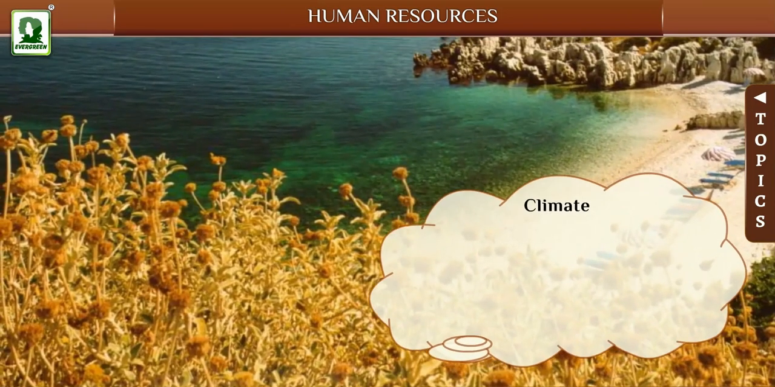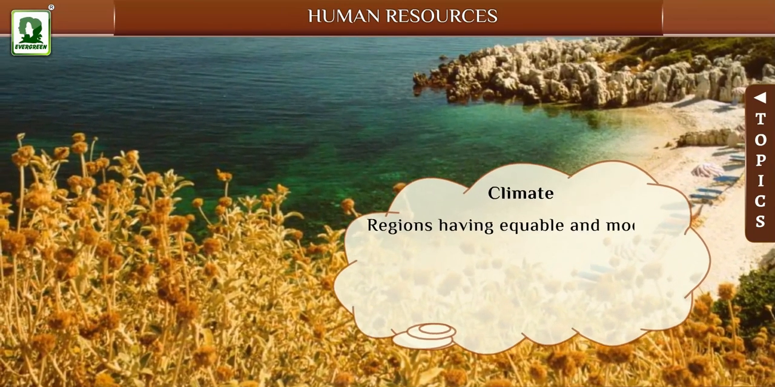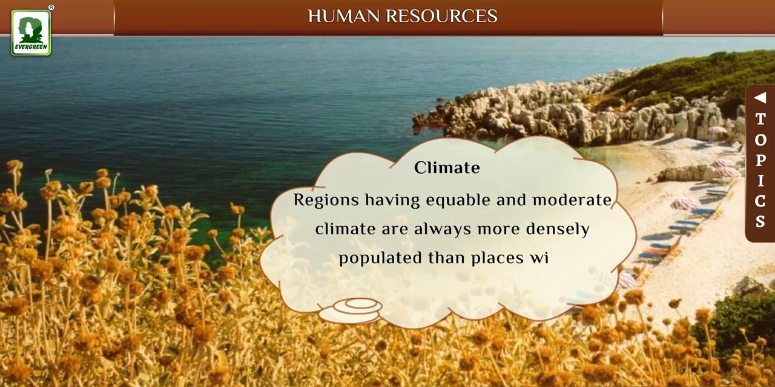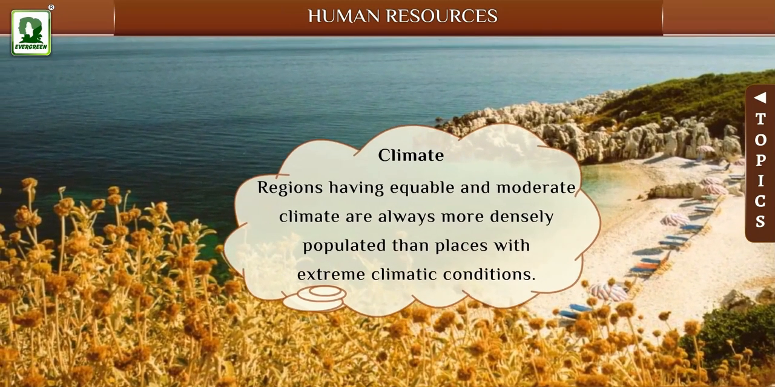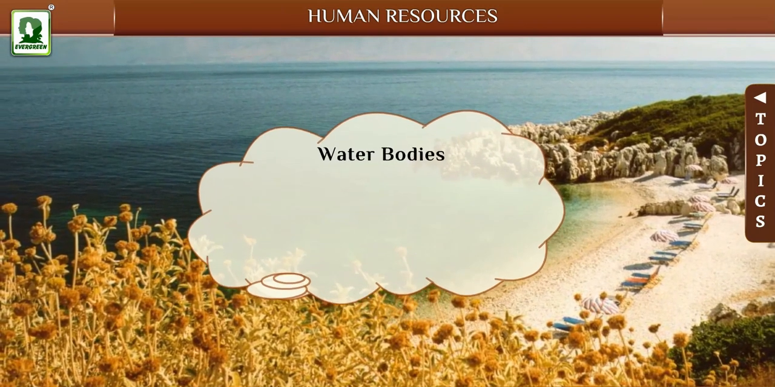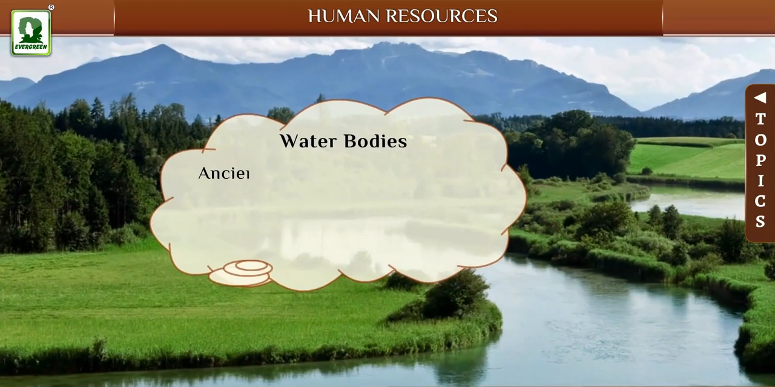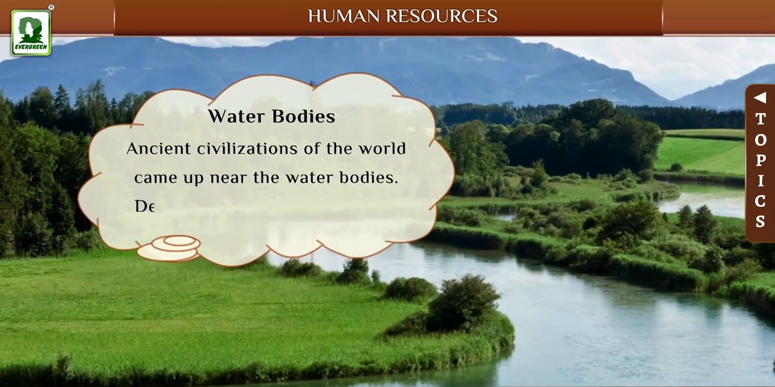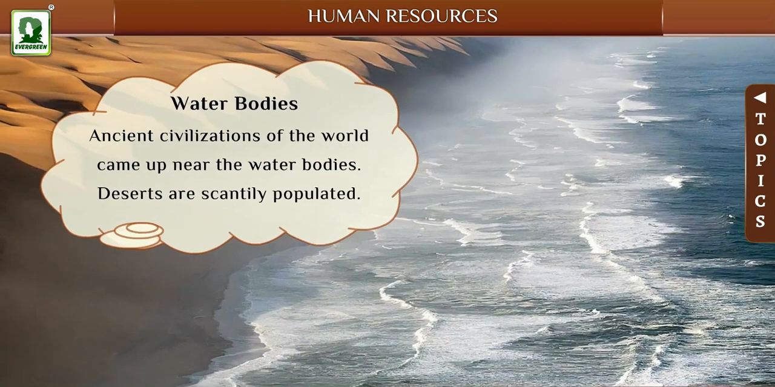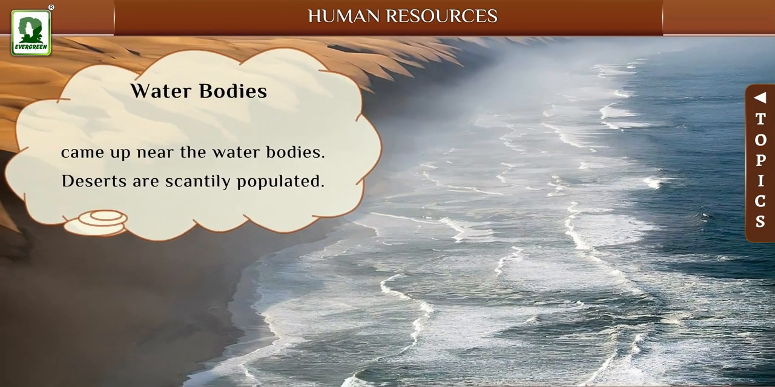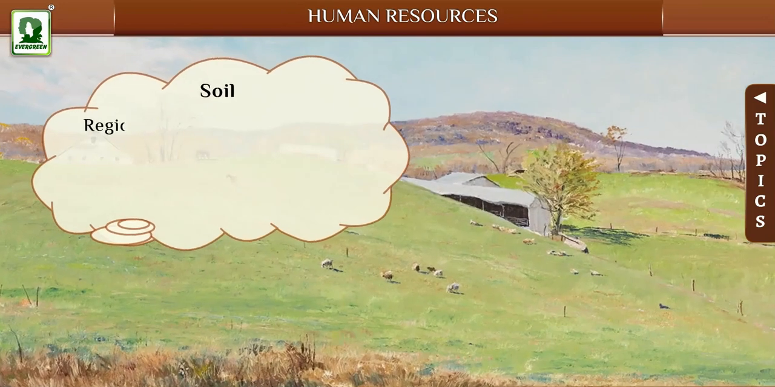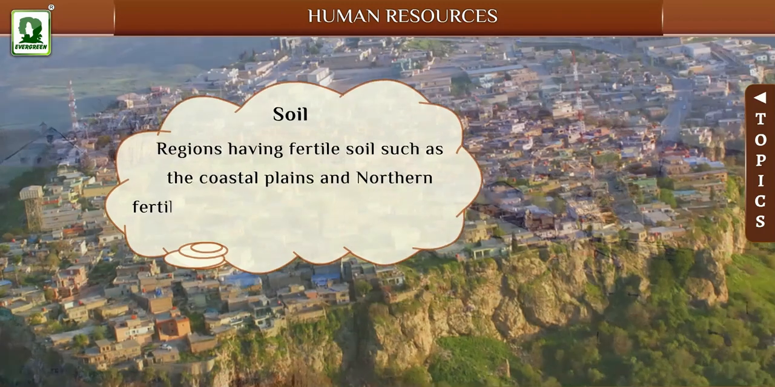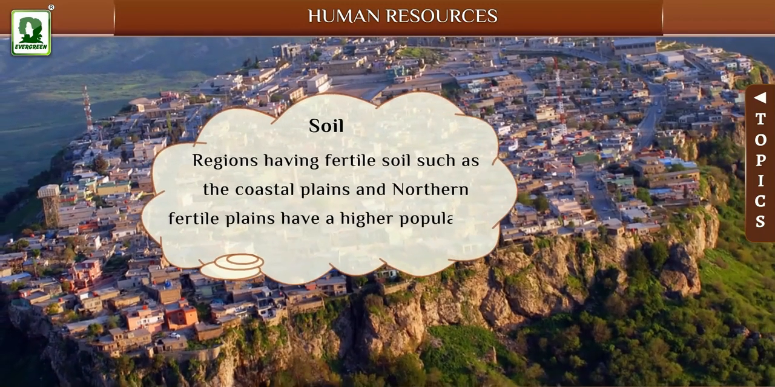Climate. Regions having equable and moderate climate are always more densely populated than places with extreme climatic conditions. Water bodies. Ancient civilizations of the world came up near water bodies. Deserts are scantily populated. Soil. Regions having fertile soil, such as the coastal plains and northern fertile plains, have a higher population.